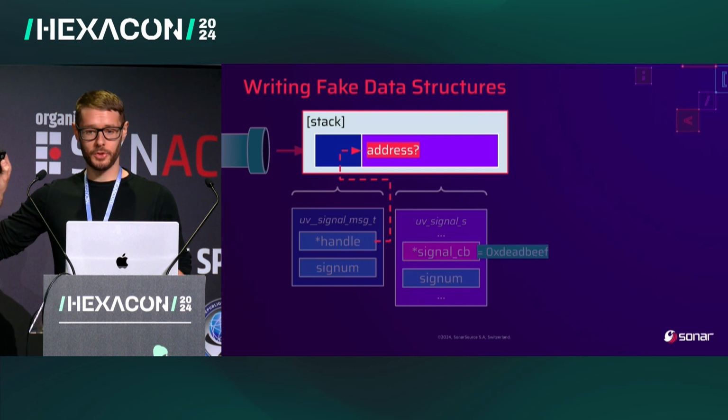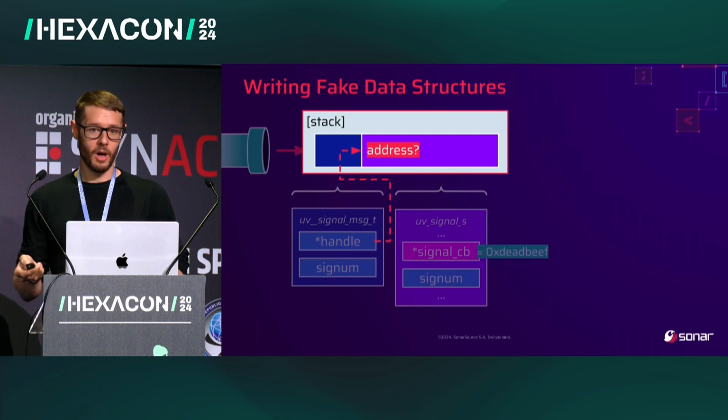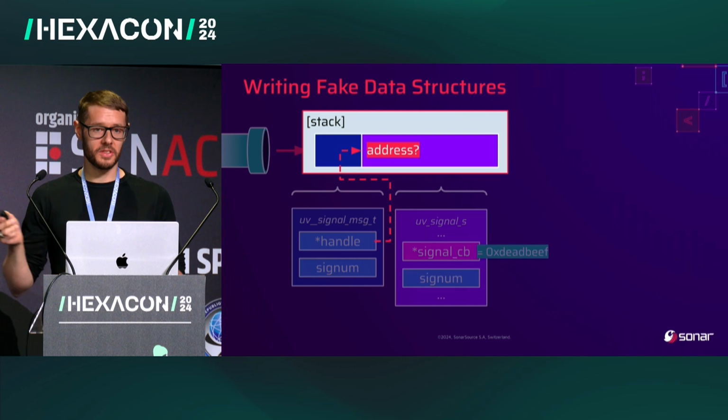All data written to the pipe is stored in the stack, and the stack's base address is randomized by ASLR. So without a memory leak, we won't be able to reference our fake data structure. For a one-shot file write exploit, this does not work.